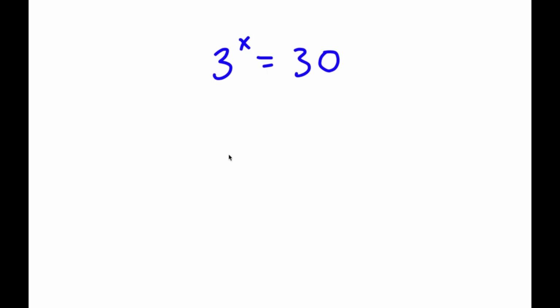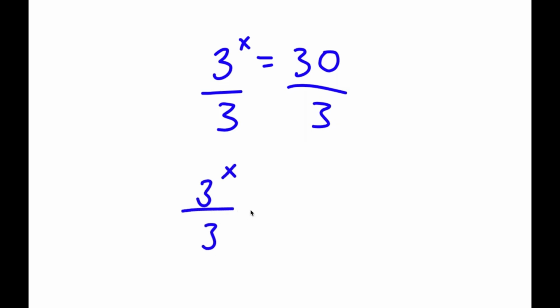Alright, so in this problem, I have 3 to the power of x is equal to 30. So to solve this problem, I'm going to first start by dividing both sides by 3. So now I have 3 to the power of x over 3 is equal to 30 divided by 3, that's equal to 10.